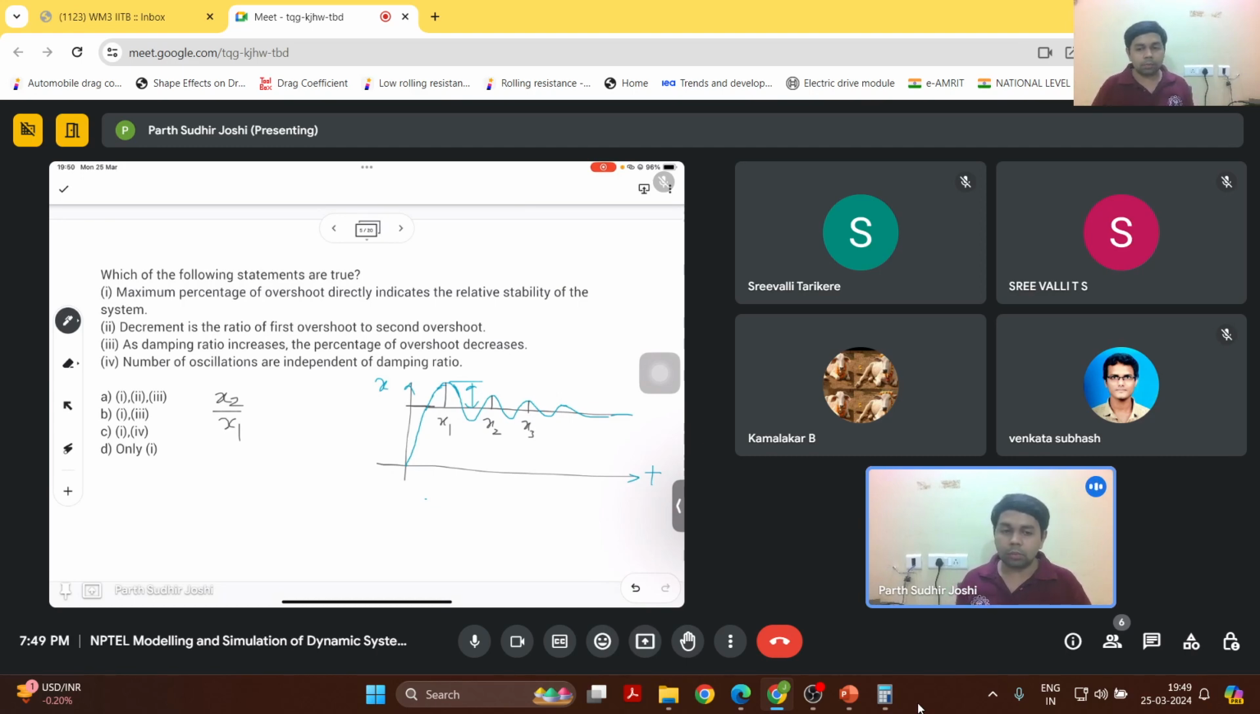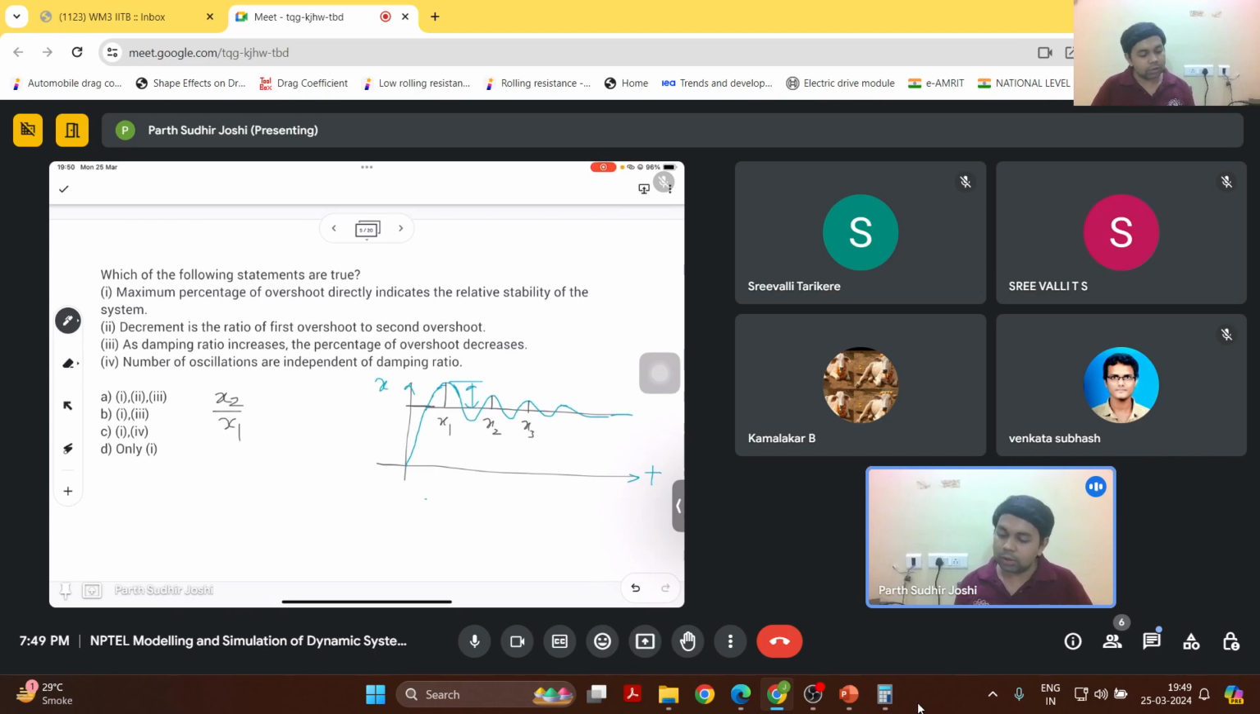And as damping ratio increases, the percentage of overshoot decreases. That is also true because for underdamped systems the overshoot is greater, and for overdamped systems there is actually no overshoot at all, or very little overshoot. So option B is correct. Basically, statements number 1 and 3 are correct.